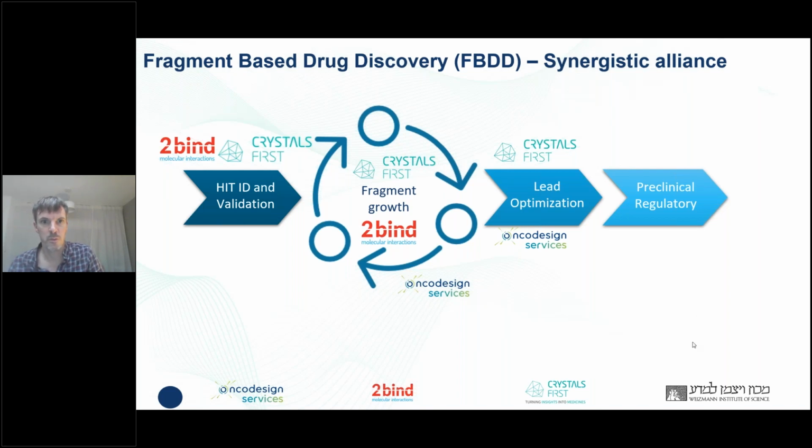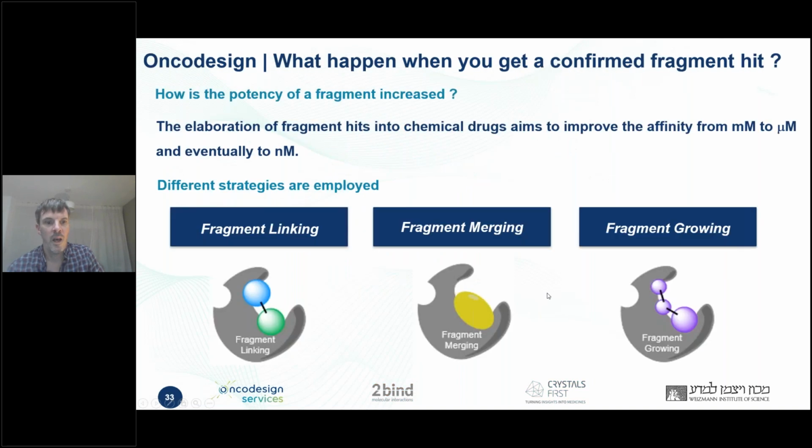Just one slide to summarize where we are in the process, from hit identification and hit validation to the fragment growth and the lead optimization stage. You can find different positions on the process for each company. When you have a fragment or a set of fragments identified and characterized by orthogonal validation, different methodologies can be used to optimize the fragment to a lead compound, then to a preclinical candidate.